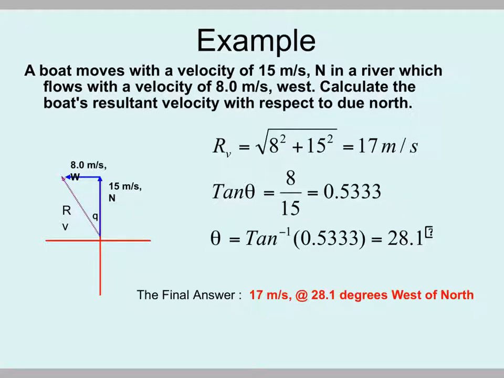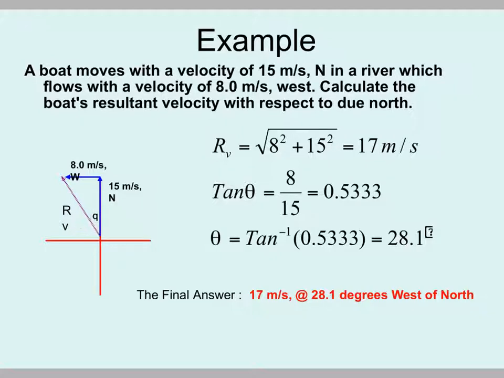The boat moves at a velocity of 15 meters per second north and then drifts 8.5 meters per second west. So we draw that out, and then we make our triangle. We have a right angle here. Here we have our resultant. Here we have our unknown angle. And so to solve for the resultant, we will take the square root of a squared plus b squared. So we have the square root of 8 squared plus 15 squared. We get 17 meters per second for our resultant.